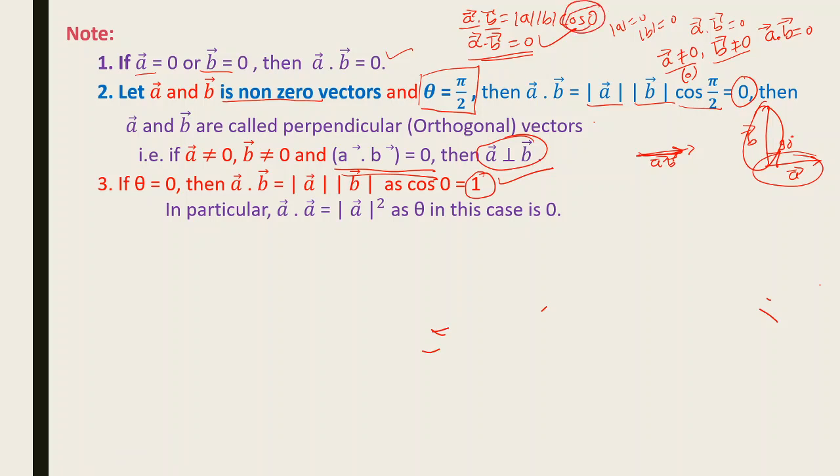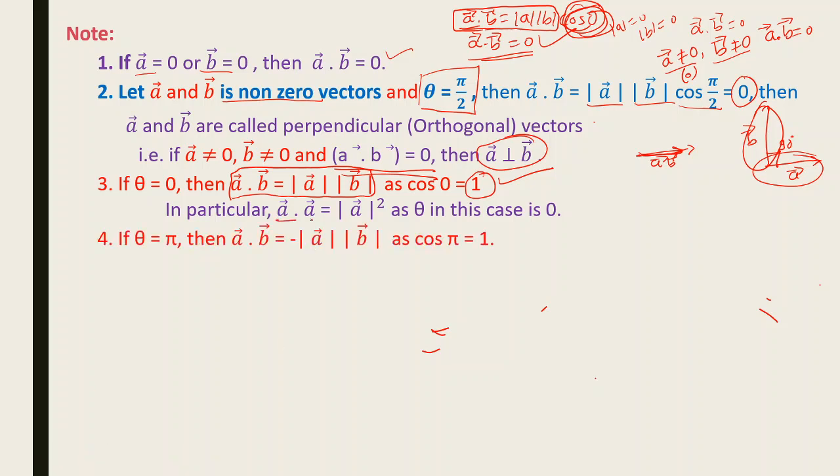Therefore, we get vector A dot vector B equal to magnitude of A into magnitude of B, because cos 0 is 1. We get this part as a 1. So vector A dot vector B is equal to magnitude of A into magnitude of B. There is some particular condition. What is that particular condition? Then what will be the vector A dot vector A?